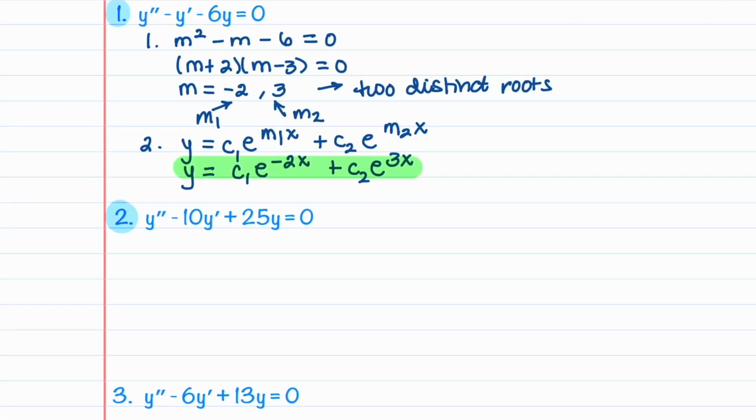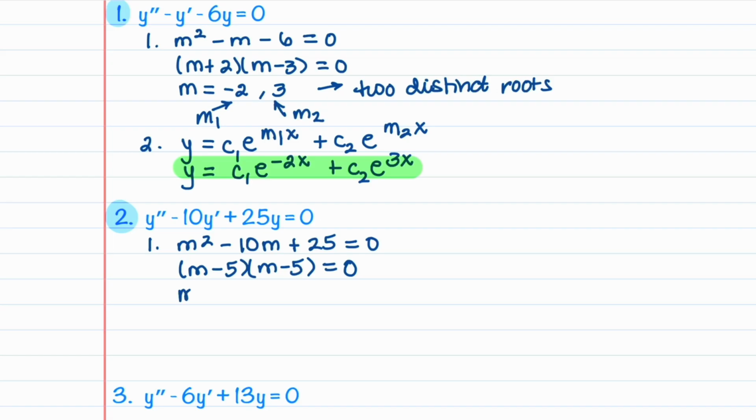Let's now look at our second example. We have y double prime minus 10y prime plus 25y is equal to 0. Let's begin by writing down the characteristic equation. That's m squared minus 10m plus 25 is equal to 0. Let's factor it. We have m minus 5 and another m minus 5, and that's equal to 0. This gives us m is equal to 5 and 5. So we have what's called 2 repeated roots.